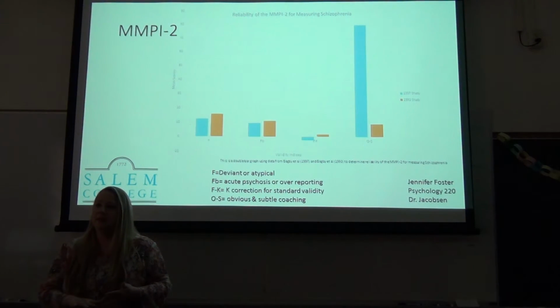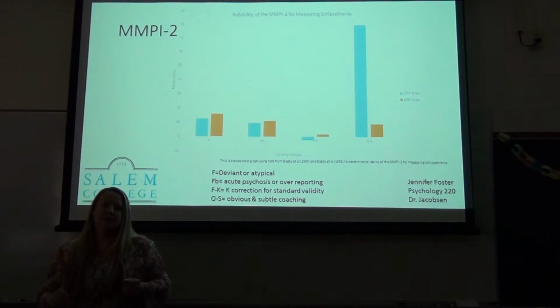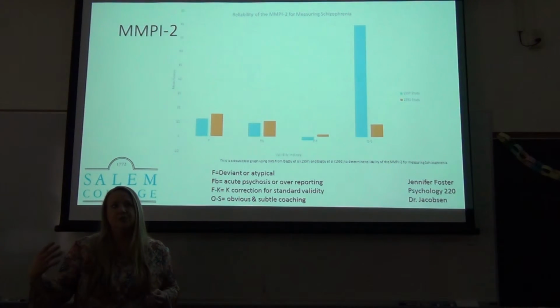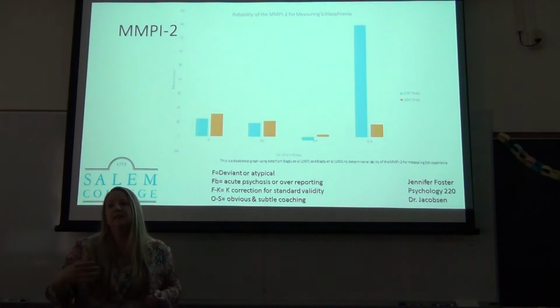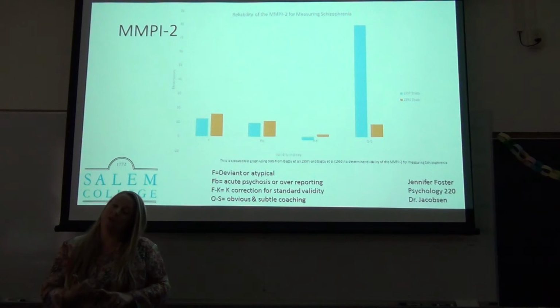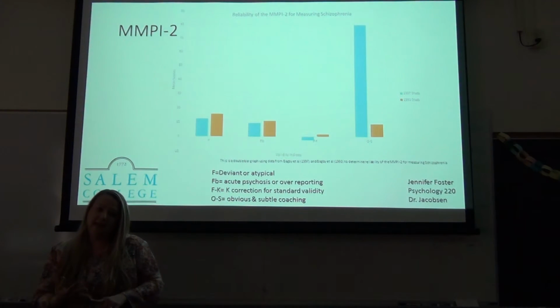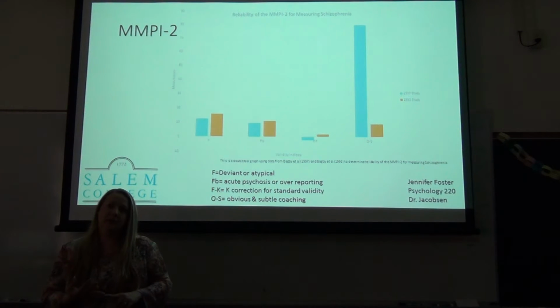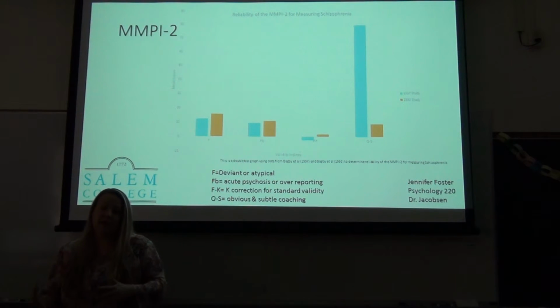This test is useful on adults. They have to have at least an 8th grade education level to take the test. It can be given on a computer or it can be given by hand, and it's often used to determine several different kinds of psychological conditions.